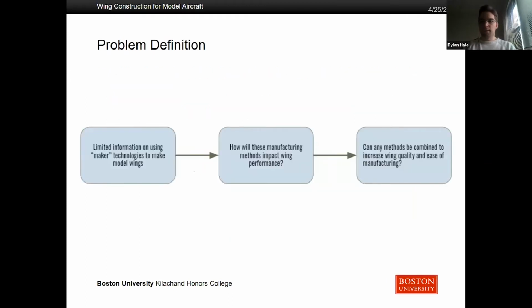So overall, there's very limited information on how these newer maker technologies have influenced the construction of model wings overall. So we wanted to find out how these new manufacturing methods could improve wing performance and possibly ease construction and overall assembly of the wings.